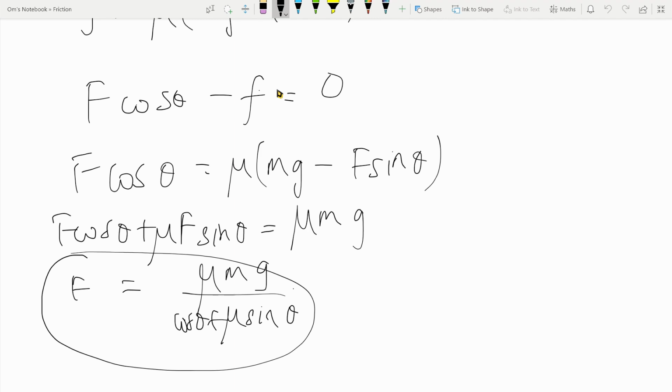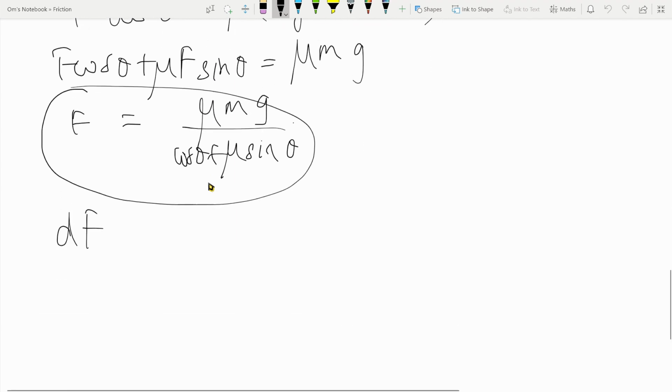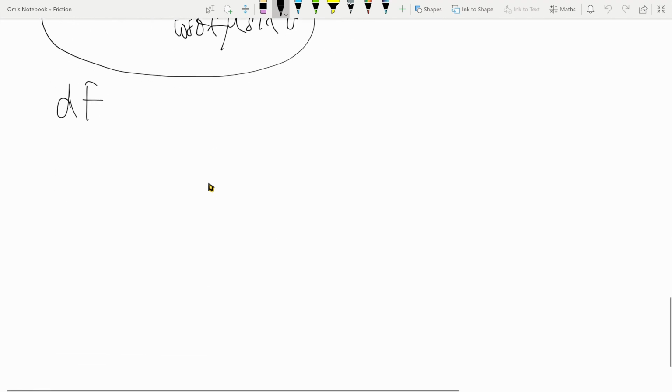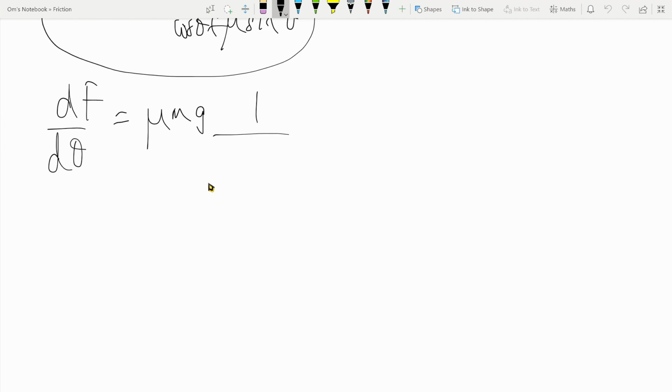So given that, let's try and differentiate this. Let's do dF by d theta down over here. Now mu and mg are constants, so you can just keep them outside. And since this is in the denominator, we can write a minus of (cos theta plus mu sine theta) the whole square. I've taken the whole thing to be of the form 1 by x, and now I'll just differentiate this expression. So we have minus sine theta plus mu cos theta.